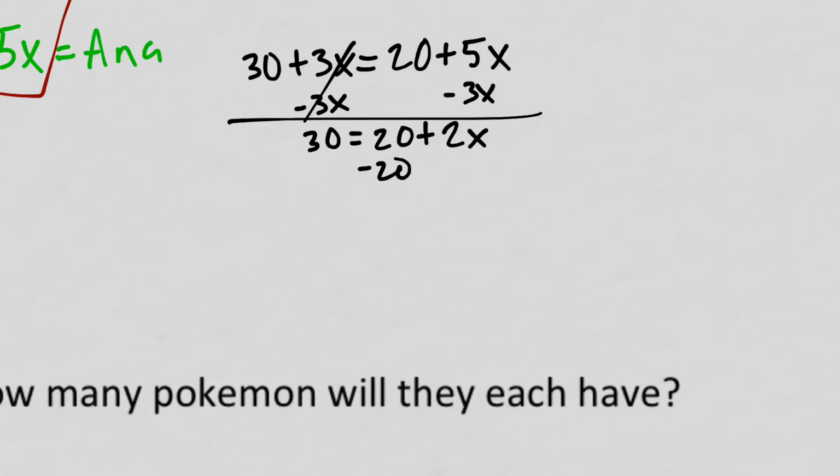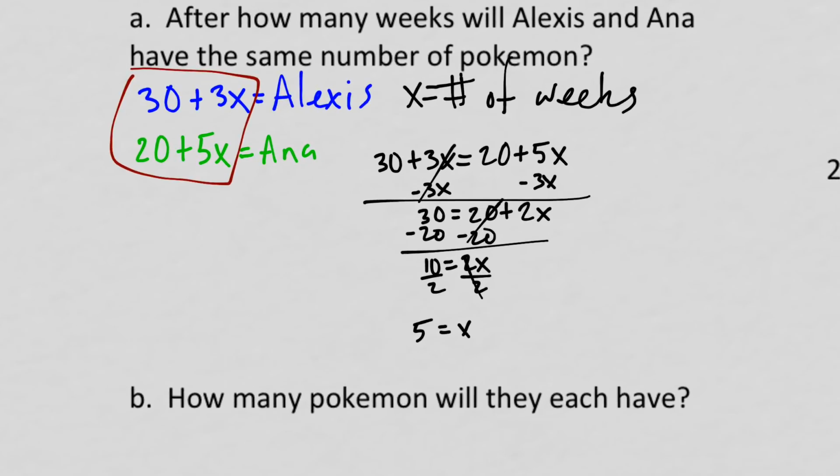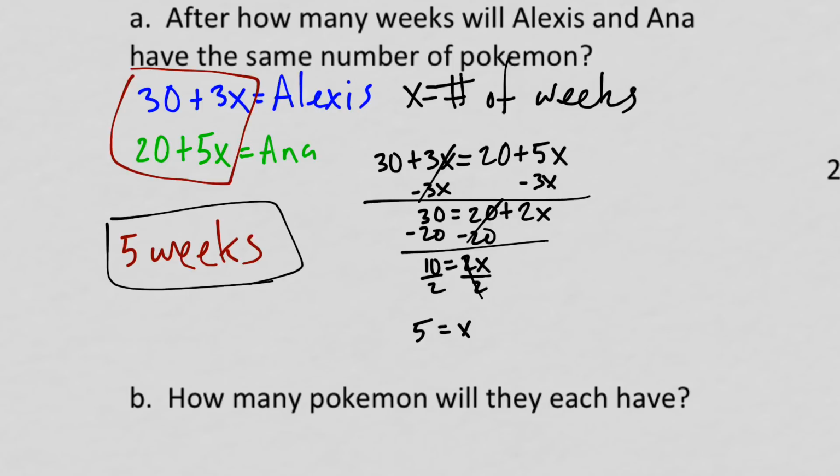Then we're going to subtract 20 here. That's going to be 10 equals 2x. And finally, we're going to divide by 2, and x equals 5. Remember, x is a number of weeks, and that's exactly the question. After how many weeks will they have the same number of Pokemon? The answer is 5 weeks. In 5 weeks, they'll have exactly the same number.